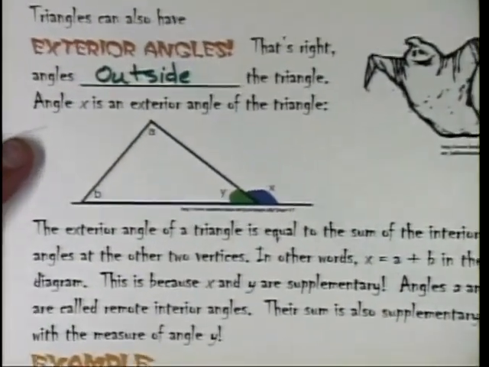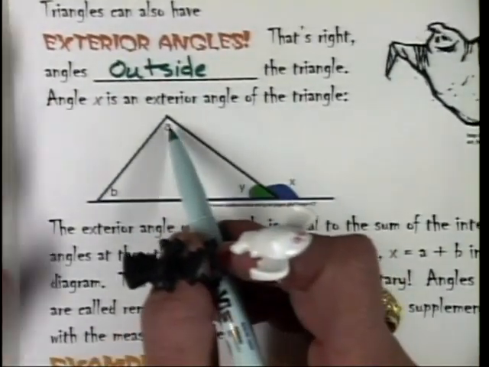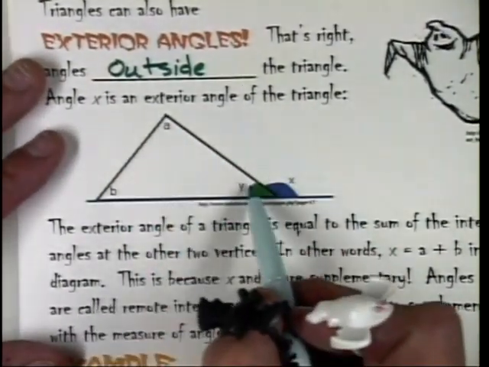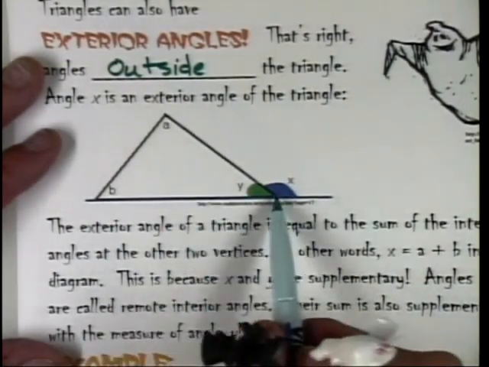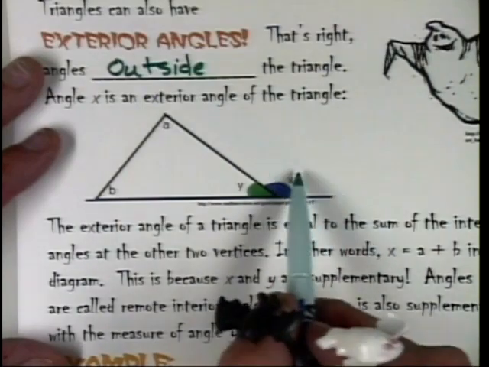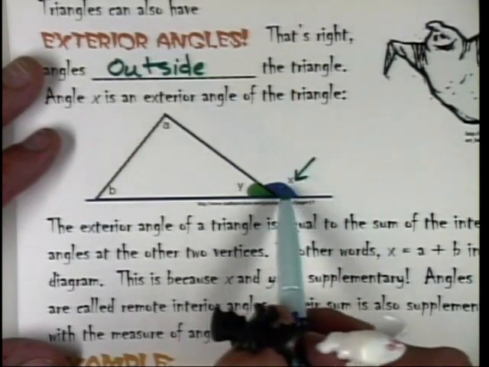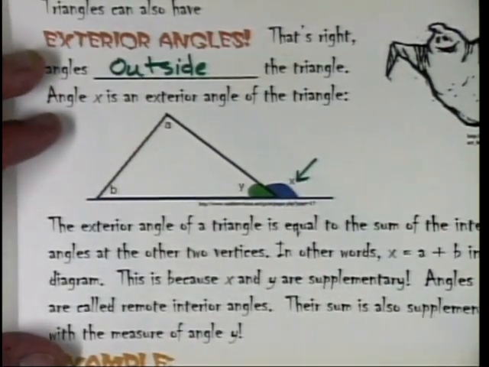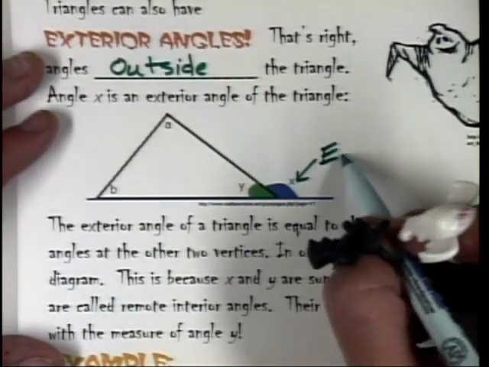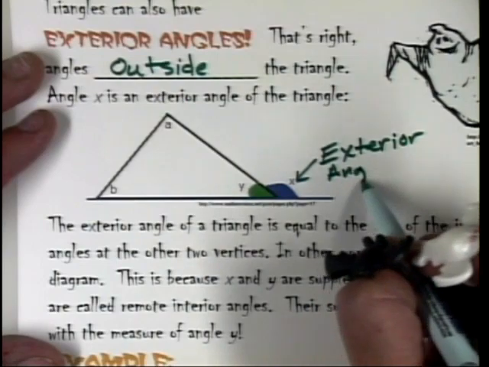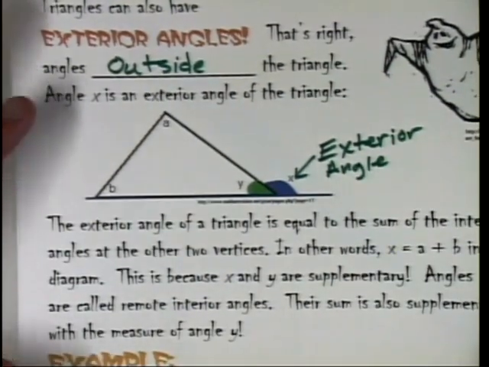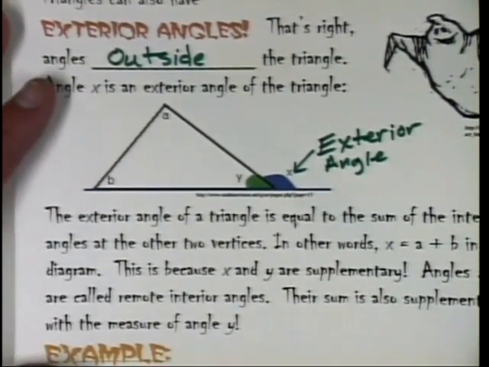Now, let's look at this diagram here. In this diagram, we have a triangle with angles A, B, and Y. I know it's not the alphabet, but it works. A, B, and Y. Now, if I extend the bottom line of this triangle out, I can create another angle that's formed by one of the sides of this triangle. That's called an exterior angle. Okay? And there's more than one exterior angle per triangle, but we're going to look at this one here.